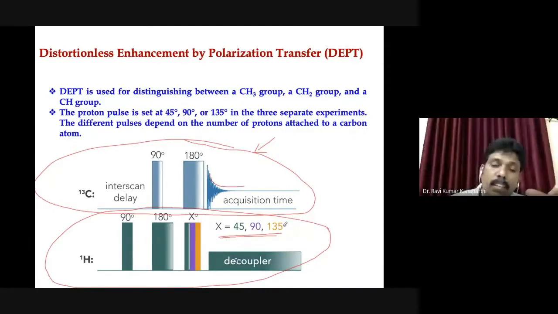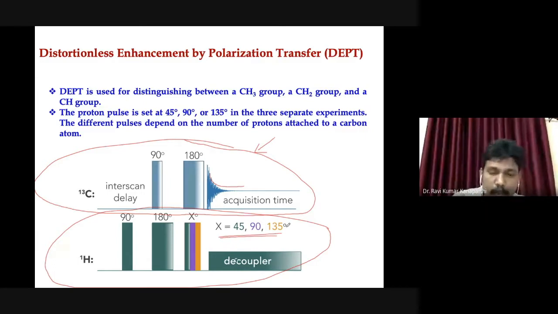When you apply a 90 degree pulse, the vector will resonate in the XY plane. A 45 degree pulse means that initially it was here, and then it will tip 45 degrees from the Z axis, and it will be resonating in this manner. But if it is 90, it will resonate in this plane. So that is exactly the meaning of the pulses. The 90 degree, 45 degree, 135 degree represent where the net magnetization vector is resonating.